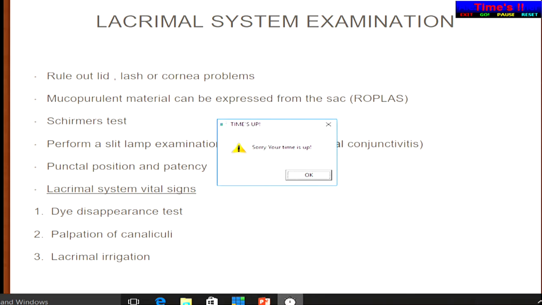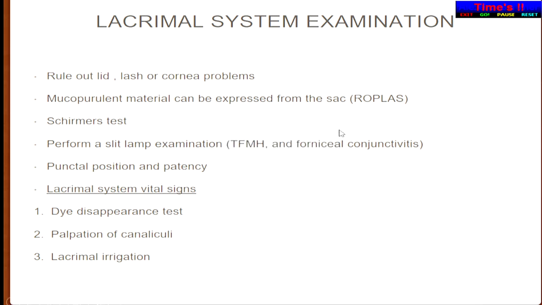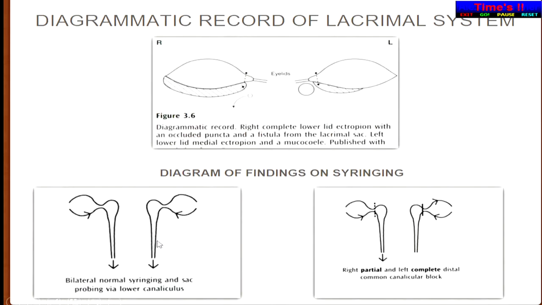Next, coming to the lacrimal system, first rule out lid, lash or corneal problems, any mucopurulent discharge, Schirmer's test 1 and 2, and also do a slit lamp examination to see for tear meniscus height and punctal position. And other vital signs like dye disappearance test, palpation of the canaliculi to rule out whether there's a soft stop or hard stop, and lacrimal irrigation.